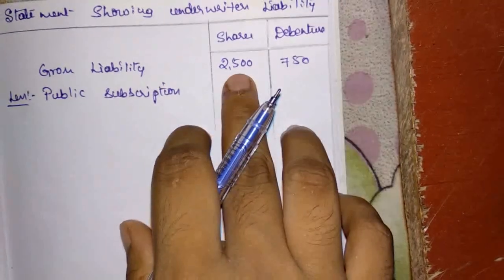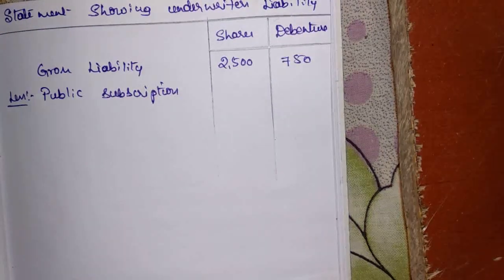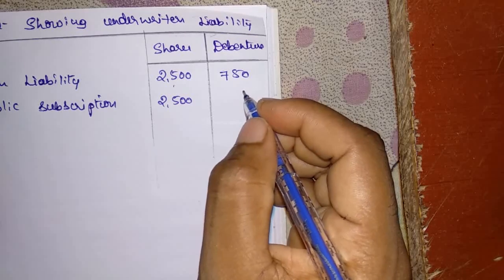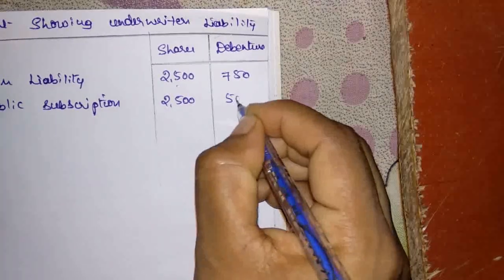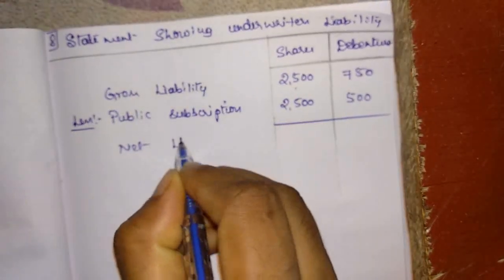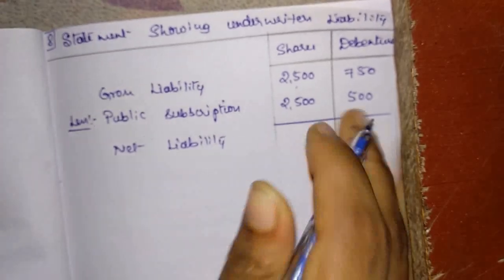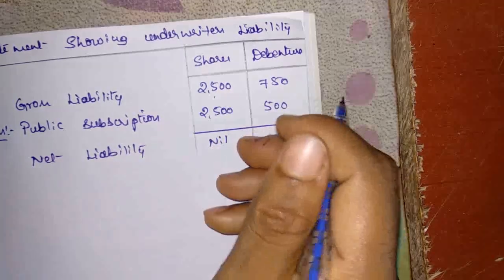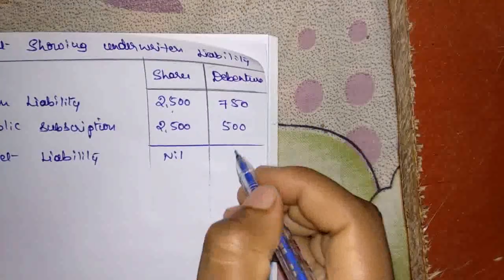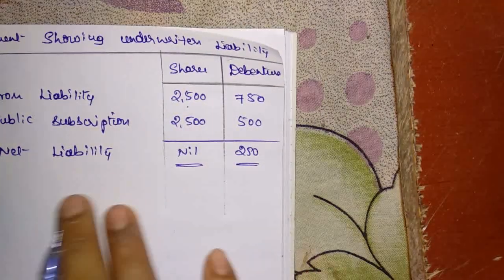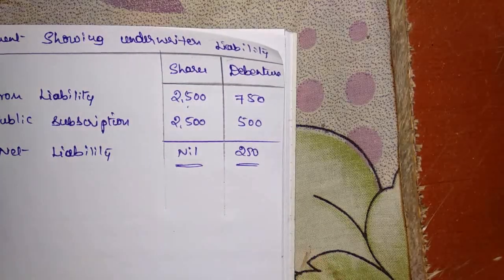What is the number of shares subscribed for by the public? That is the whole of the issue, 2,500 shares applied for by the public. Then for debentures, only 500 applications were received. Therefore, what is the net liability? It is simple. Shares nil. Already applications were received from the public, so there are no shares remaining to purchase. And debentures, 250 debentures remaining. So the underwriter's liability is to purchase 250 debentures.